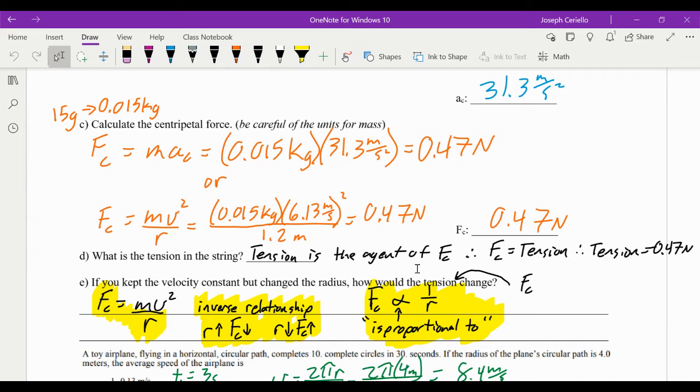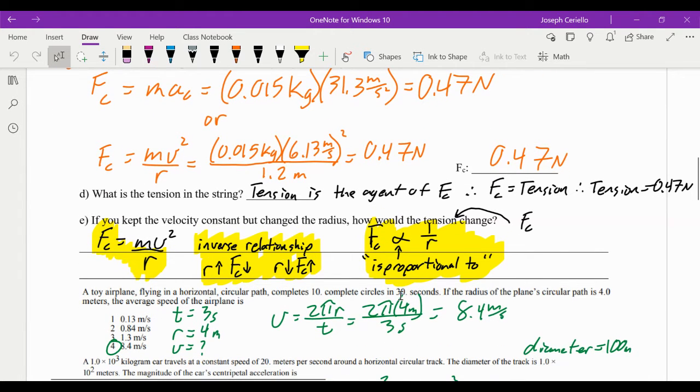It looks like a roundabout way, but just keep that in mind. The centripetal force always has an agent. Whatever the agent is, in this case tension, is equal to the centripetal force. So if you kept the velocity constant but changed the radius, how would the tension change? So how would the centripetal force change?